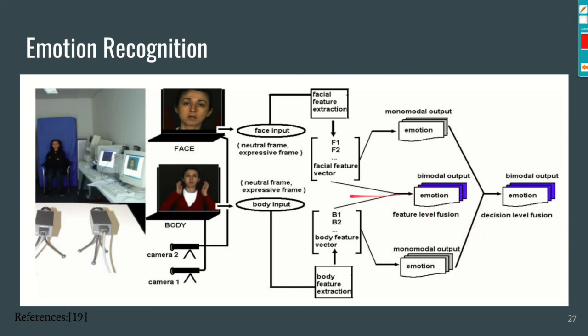In the first one, they took the facial feature vectors and applied them to the emotion model together with the feature vectors of the body. In the second one, they recognized the emotion separately for the facial feature vector and for the body feature vector. Then they tried to see which one is better, and then they made a decision.